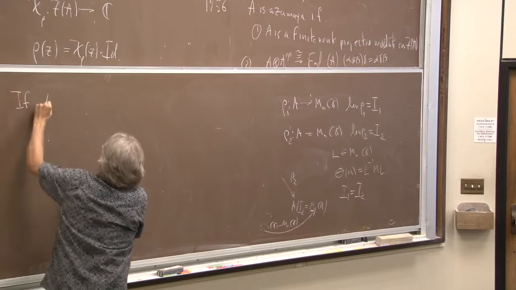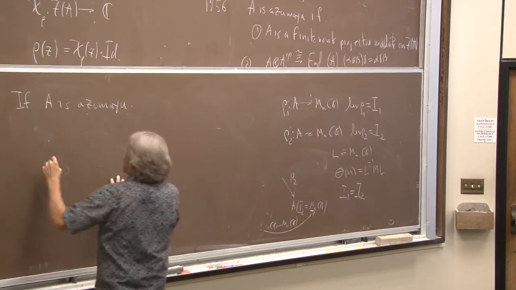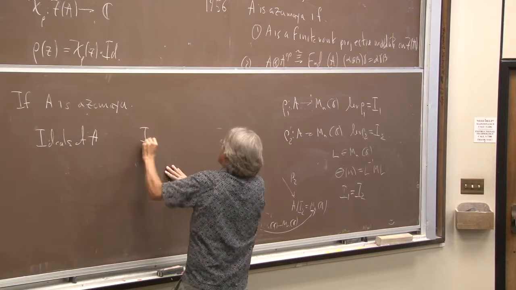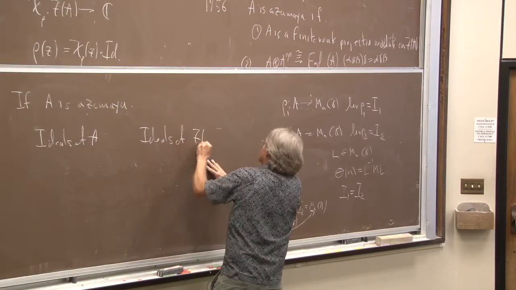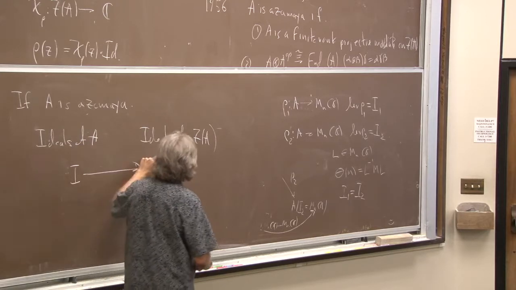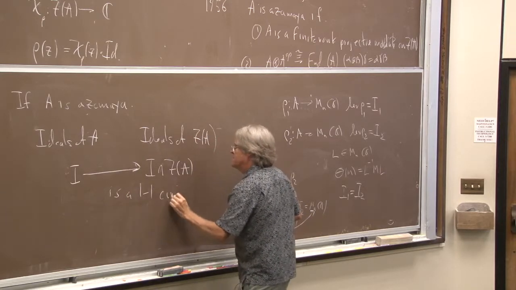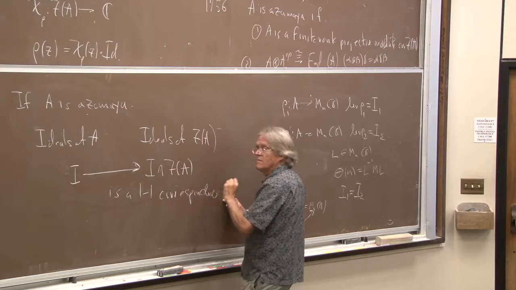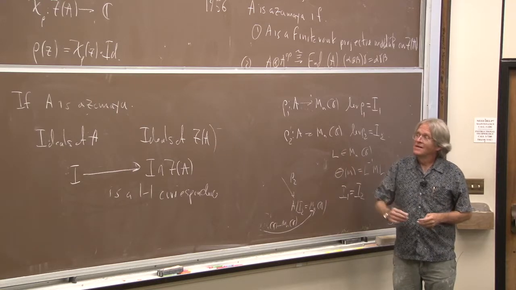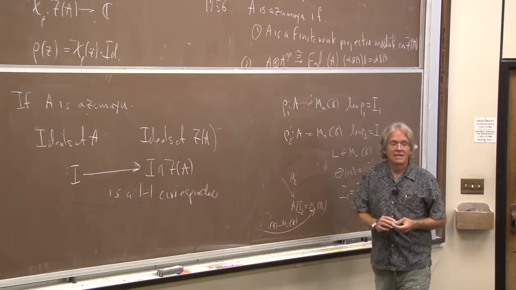So if A is Azumaya, you have ideals of A, and you have ideals of the center of A, and the map that sends I to I intersected with the center of A is a one-to-one correspondence. So in fact, basically, there's one irreducible representation of an Azumaya algebra for each point in the variety corresponding to its center.